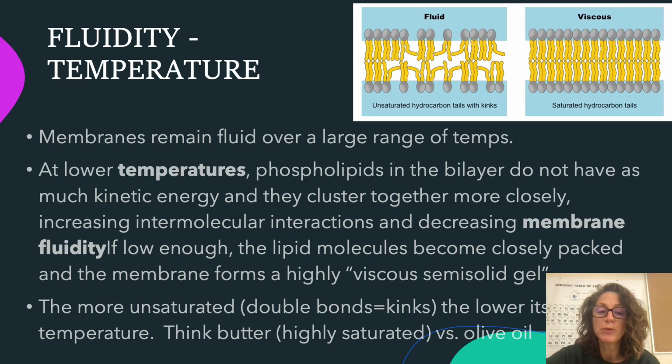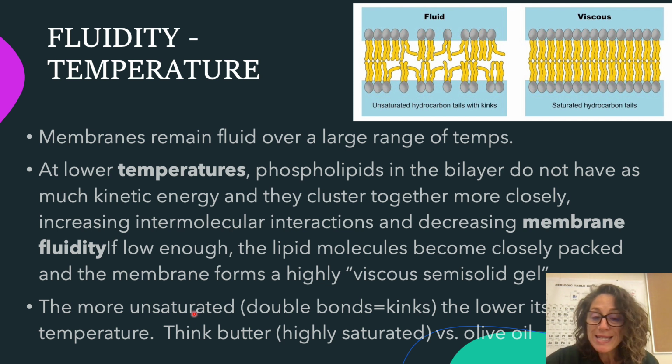So membranes remain fluid over a large range of temperatures, but at lower temperatures, phospholipids in the bilayer don't have as much kinetic energy. And so they're going to cluster together more closely, and they're going to increase their intermolecular interactions. So this will decrease membrane fluidity. If low enough, the lipid molecules become closely packed, and the membrane forms a highly viscous semi-solid gel. So again, thinking about butter at room temperature.